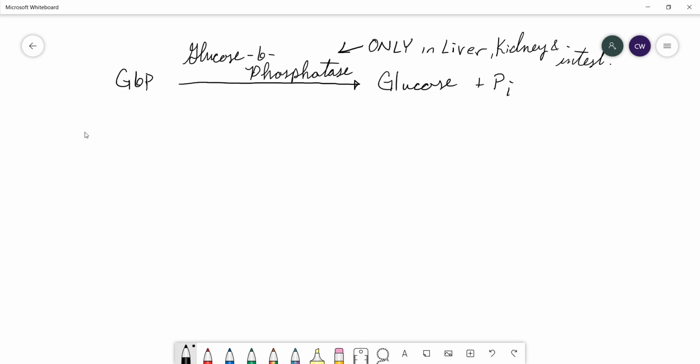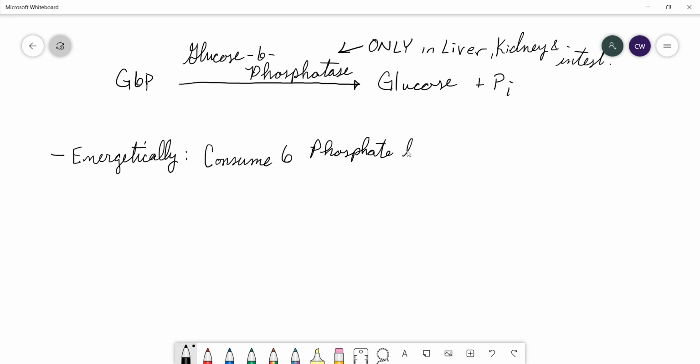Energetically speaking, we consume 6 phosphate bonds per mole of glucose. So to produce 1 mole of glucose, we consume 6 phosphates.